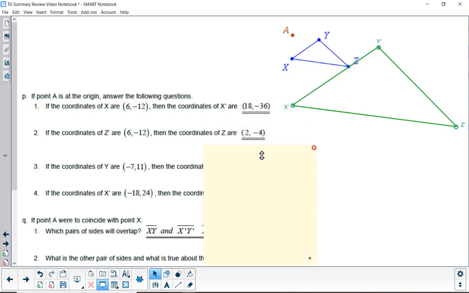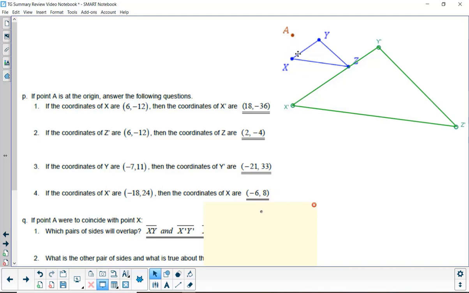Number 2 goes the reverse. If the coordinates on the image are (6, -12), we should take 1/3 to get those answers, because we're going back the other direction. Similarly, going from smaller to larger, they should triple, and from larger to smaller, they should be 1/3.